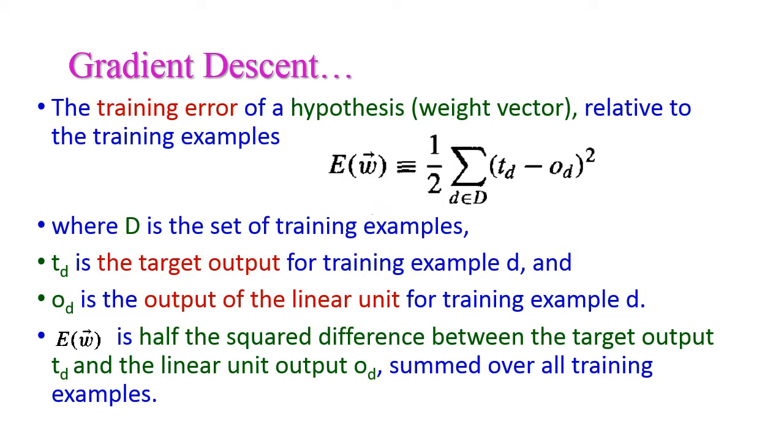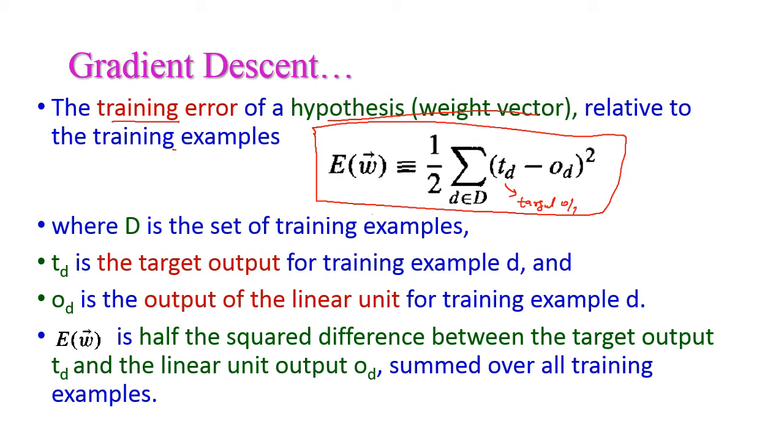Next we need to compute the training error of this hypothesis of weight vector, which is related to the given training samples. This is the formula for that: error of weight vector equals half of the summation of TD minus OD whole square. TD is nothing but the target output and OD is the computed output. Target output minus computed output, whole square.